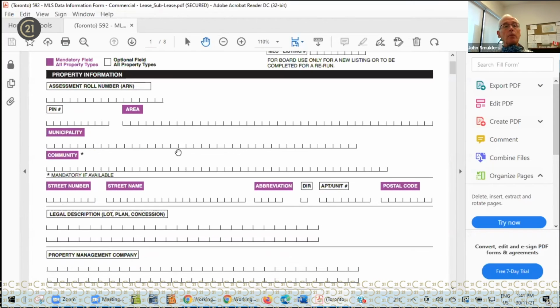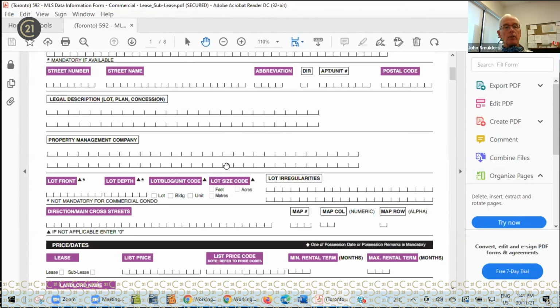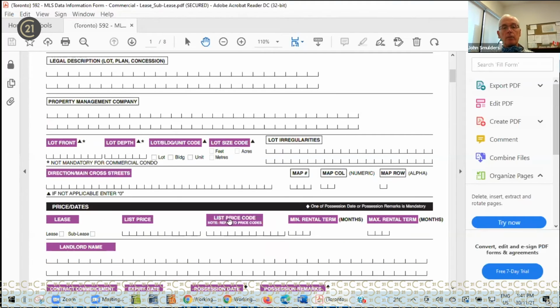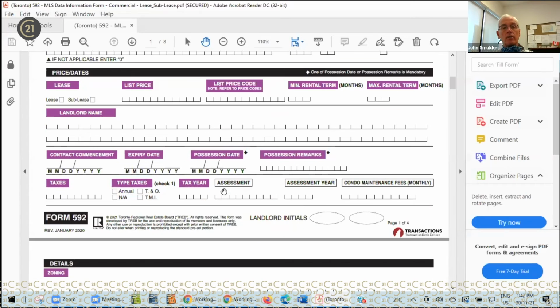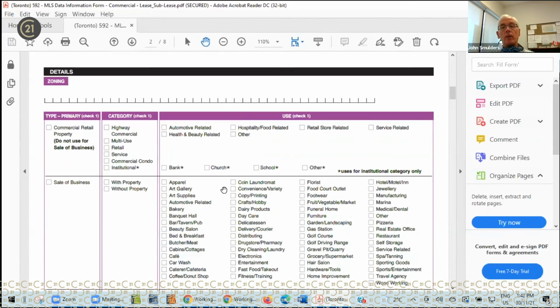Just like any other MLS data form, purple in this case, these are all mandatory, if available. So read the small print, not mandatory for commercial condos. This is the same, the prices are the same, landlord names, possession dates, all this good stuff is the same. And it looks pretty similar actually to an MLS data sheet for the sale of a commercial property.